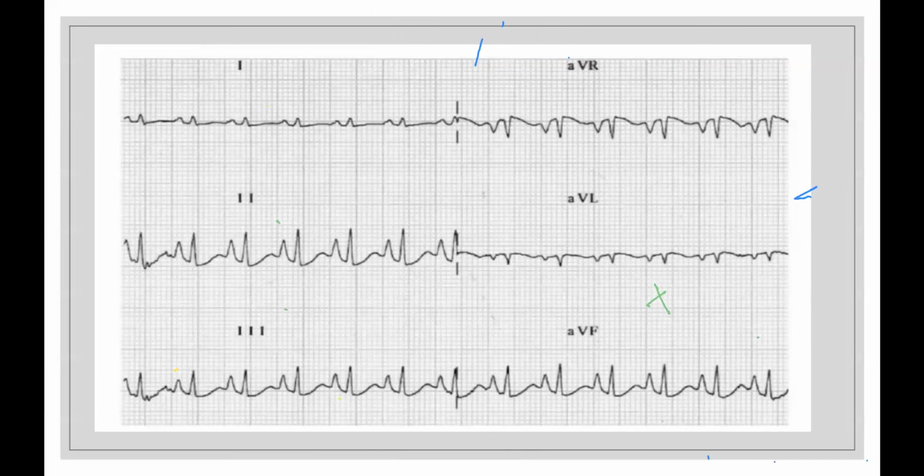Okay. So what is this ECG telling you? Did you find any abnormality in this ECG related to the P waves? This is a tall peaked P wave. It occurs because of right atrial hypertrophy. Very good.